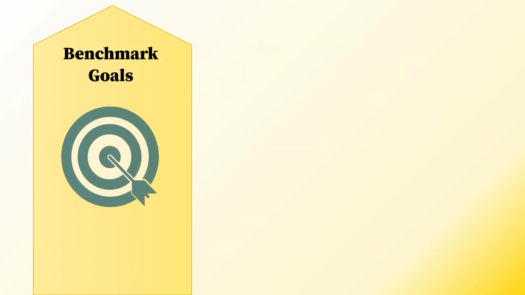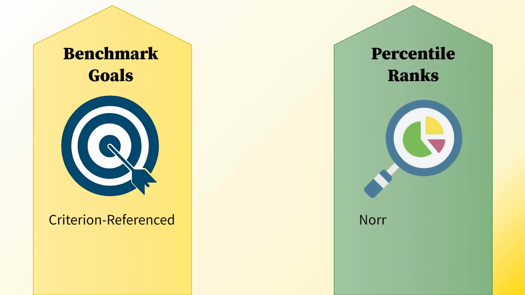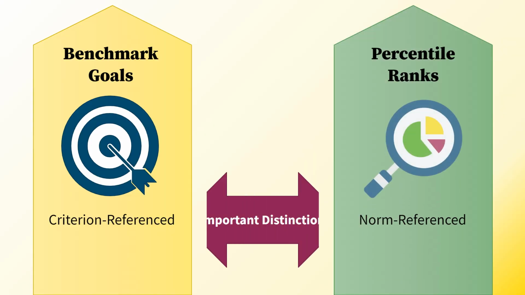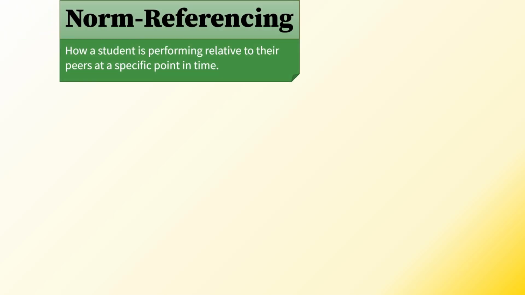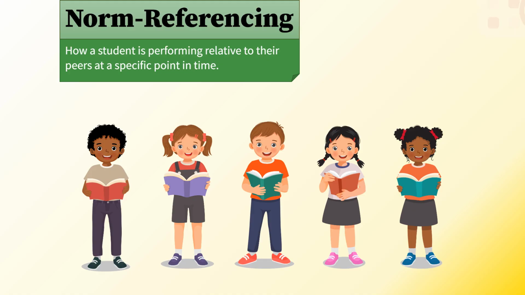Benchmark goals are based on criterion reference standards, while percentile ranks are norm referenced. This is an important distinction. Let's talk about norm referencing. Norm referencing simply tells us how a student is performing relative to their peers at a specific point in time.